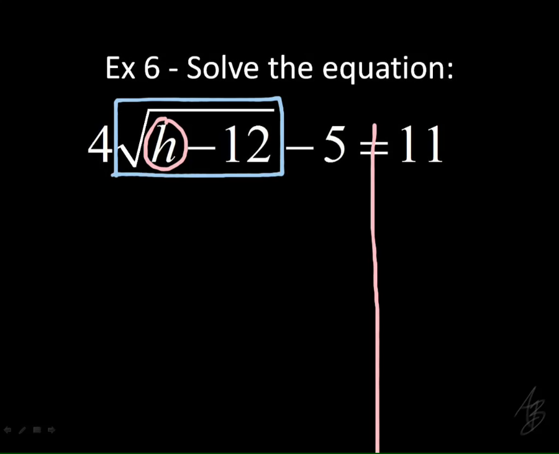This problem is a really good example of a problem where putting a box around the square root just really helps you visualize what you need to do. The first thing we have to do to solve an equation with a square root is to get the square root by itself. Well, we have 2 things here that are with the square root. We have the 4 and we have the minus 5. Which one do we need to get rid of first? The minus 5. Why?